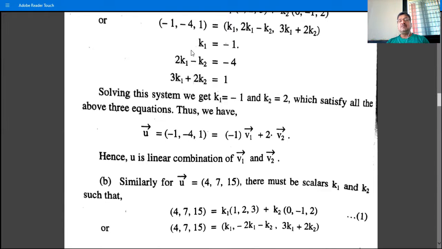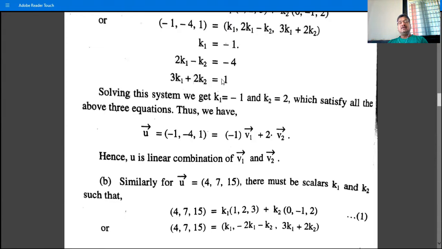If these values of K1 and K2 do not satisfy the remaining third equation, then we say the system is inconsistent. This is the way to solve this system, because it contains three equations and two unknowns. So solve any two equations, and if those values of K1 and K2 satisfy the remaining equation, then we say the system is consistent. This is one method, but what is another method?